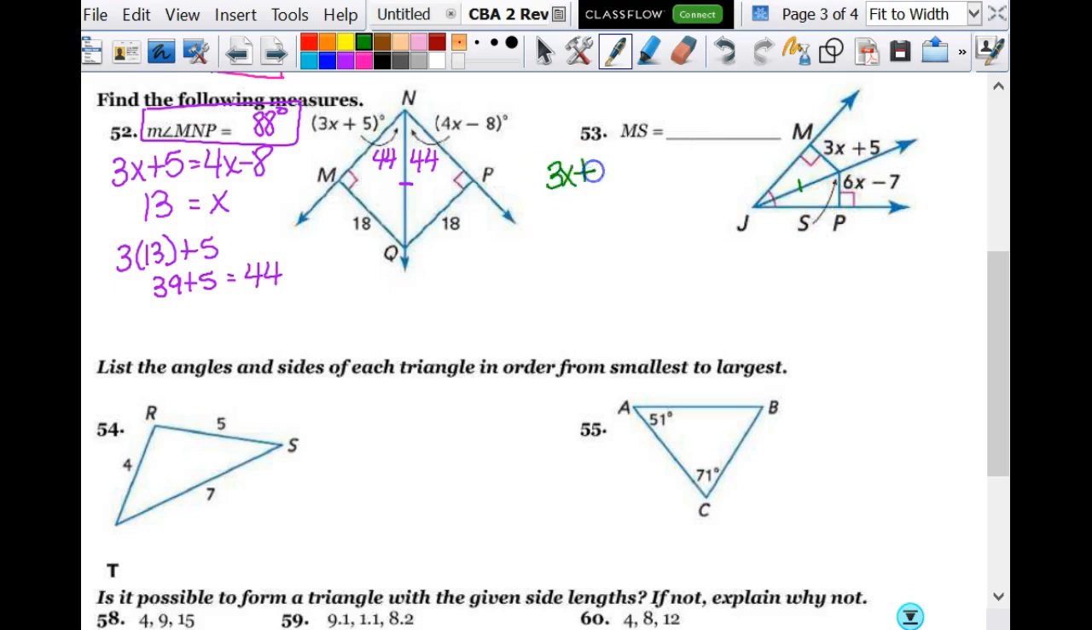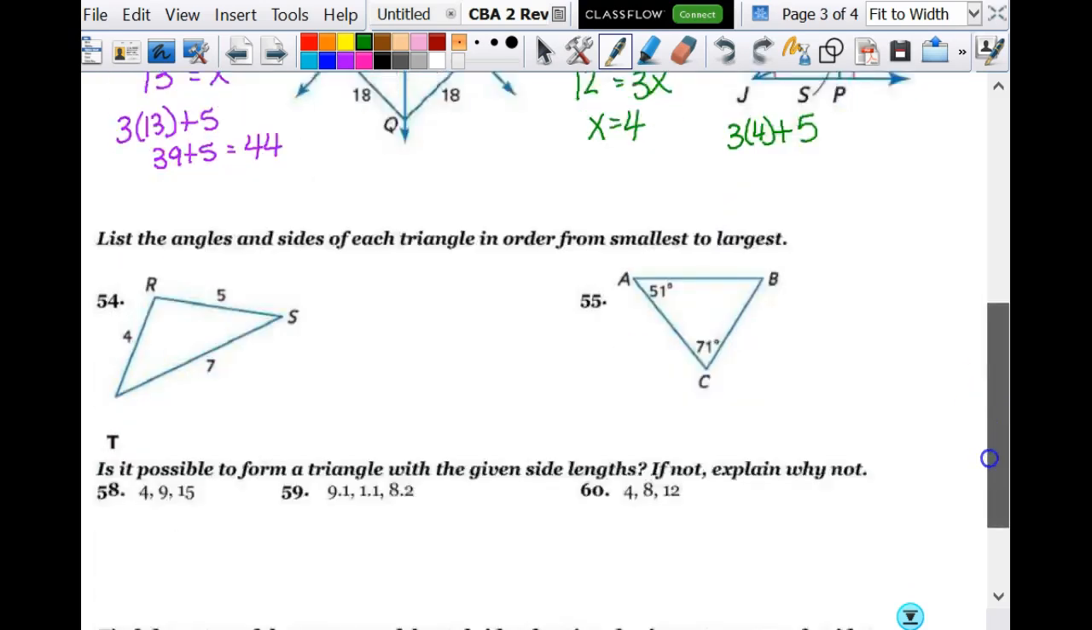So 3x plus 5 equals 6x minus 7. So that gives me 3x on this side. I add that 7 over there. It's 12. So x is 4. Nobody asked me for x. They asked me for the length of MS. So 3 times 4 plus 5. That's 12 plus 5, which is 17. And that is not degrees.